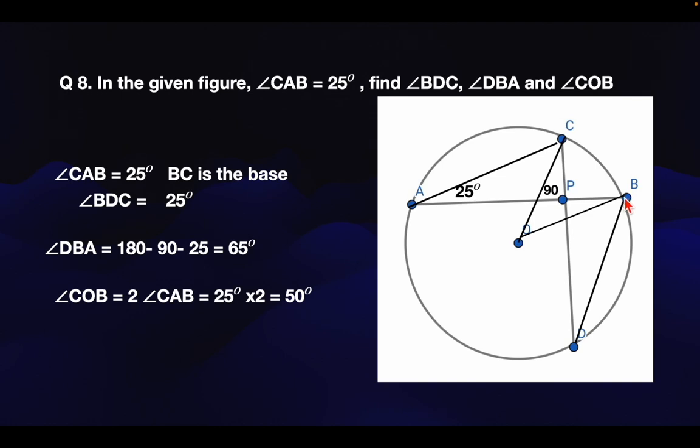Then COB. Okay. So this is the angle subtended at the center by this arc. Okay. And this arc subtends angle 25 here on the circle. So this angle at the center will be 2 times this angle. So 25 into 2 is 50 degree.